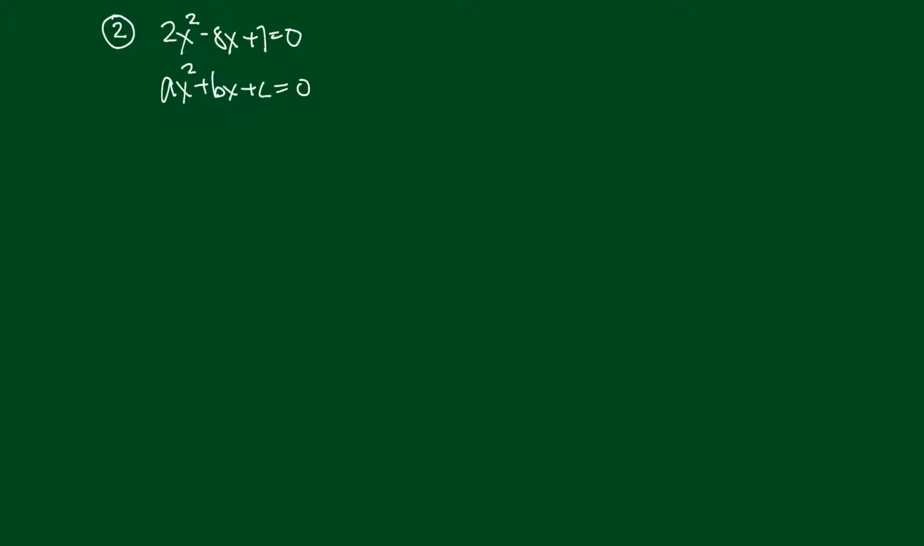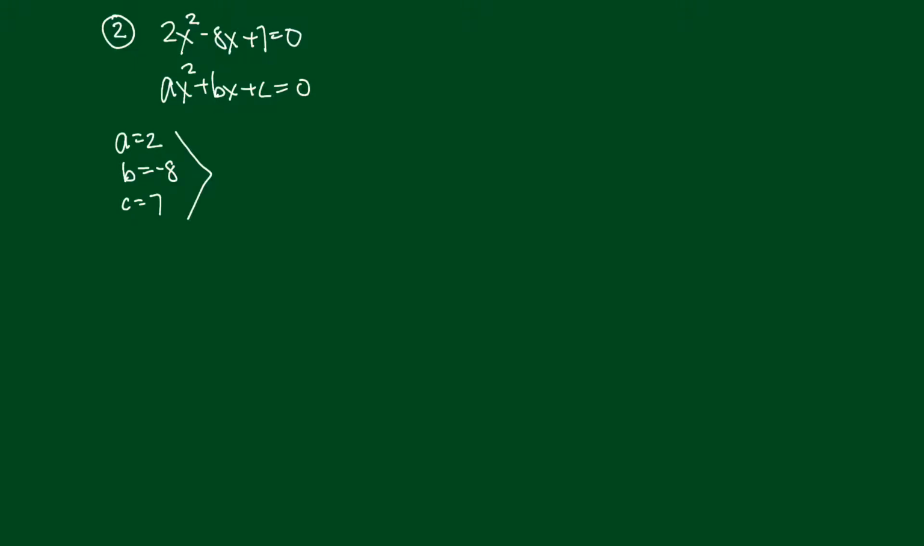And now I can line everything up, right? I know a, b, and c. A is the coefficient of the squared term, which is 2. B is the coefficient of the linear term, which is -8. And C, that's the constant. So let's state this: A is 2, B is -8, C is 7.